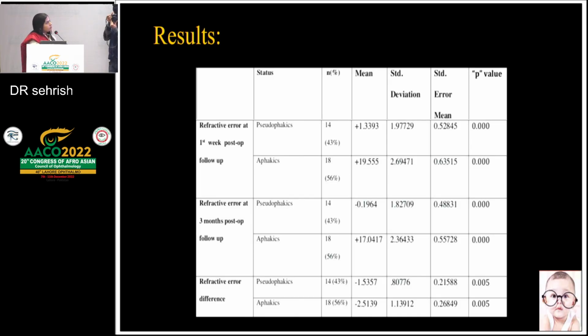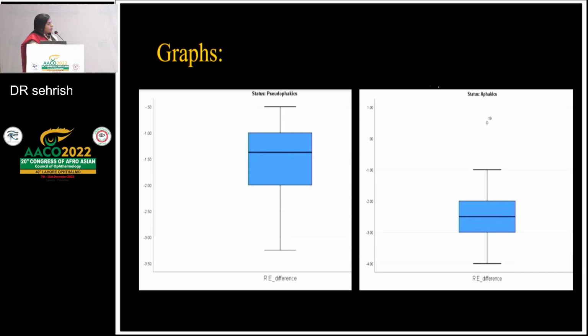Here you can see the mean, standard deviation, and standard error mean. Here, this was the refractive status after 3 months, and after best corrective visual acuity, we found that refractive error in pseudophakia was only minus 1.537, while in aphakia, it was minus 2.539. Here, this is the graphical presentation, and this is the box and whisker chart. Here you can see pseudophakia was falling between minus 1 and minus 1.50, while in aphakia, it was between minus 2 and minus 3.